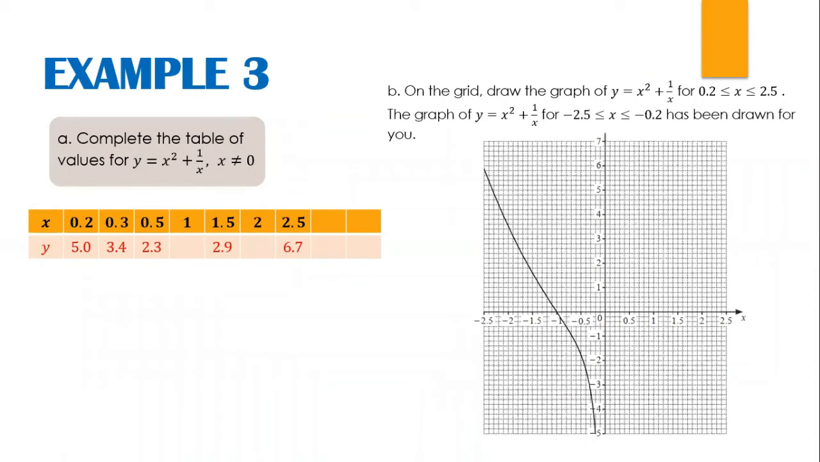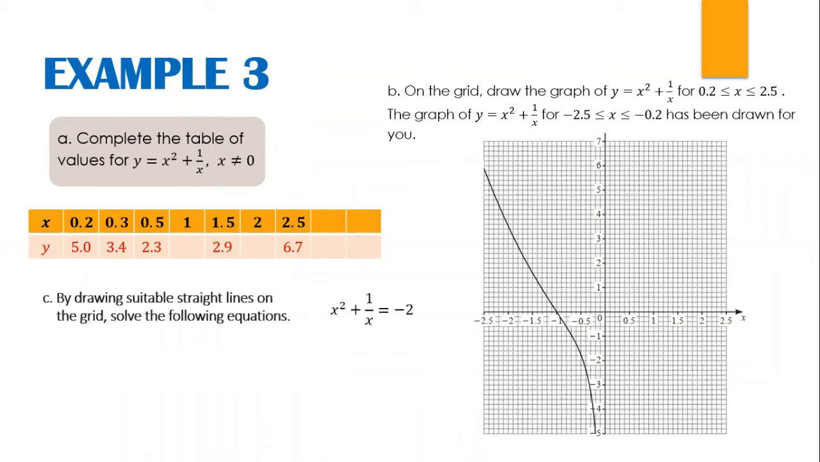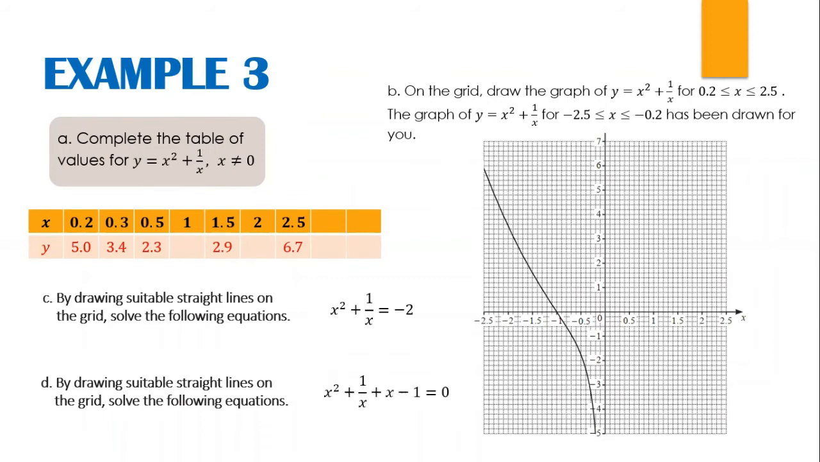The next question is, by drawing suitable straight lines on the grid, solve the following equation: x squared plus 1 over x equals minus 2. And by drawing suitable straight lines on the grid, solve the following equation: x squared plus 1 over x plus x minus 1 equals 0. Okay, students, we are going to answer this question.